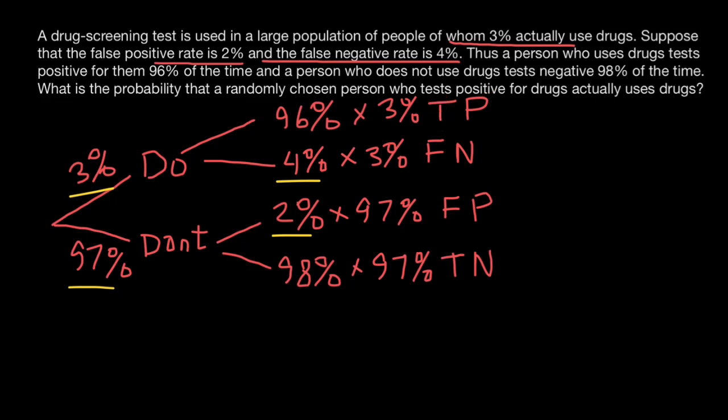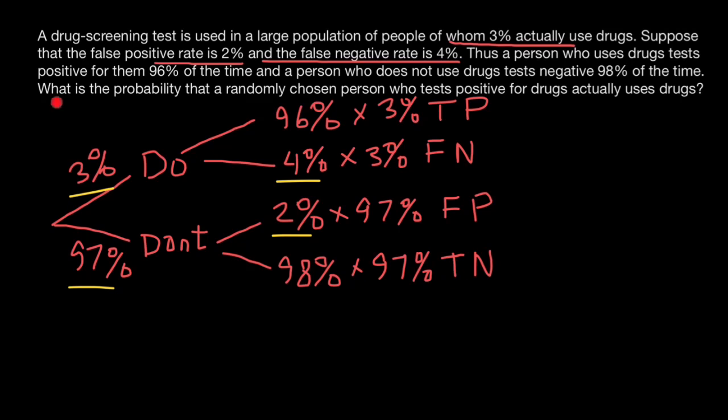And the next statement: a person who does not use drugs tests negative 98% of the time. So a person who doesn't use drugs falls into this category, and 98% of the time when he uses the test it would test negative. So true negative.